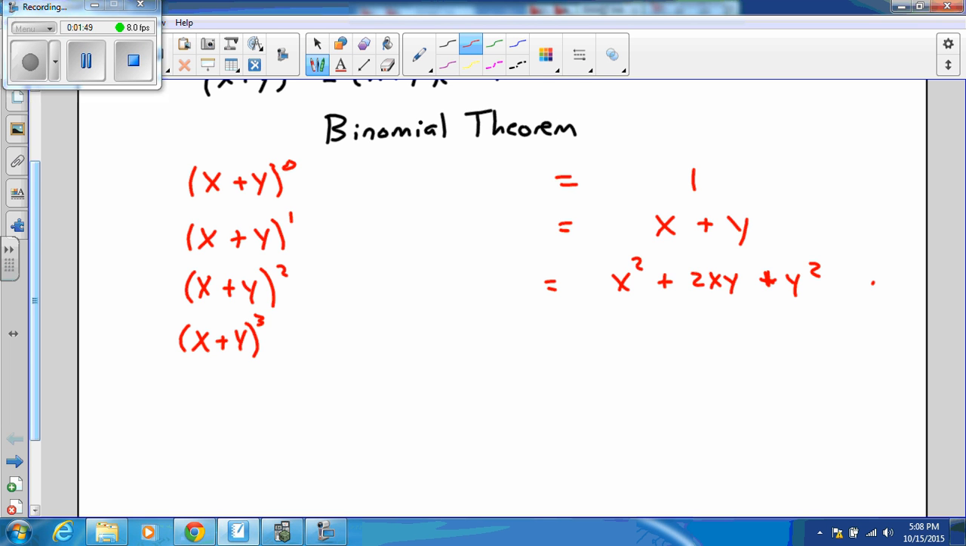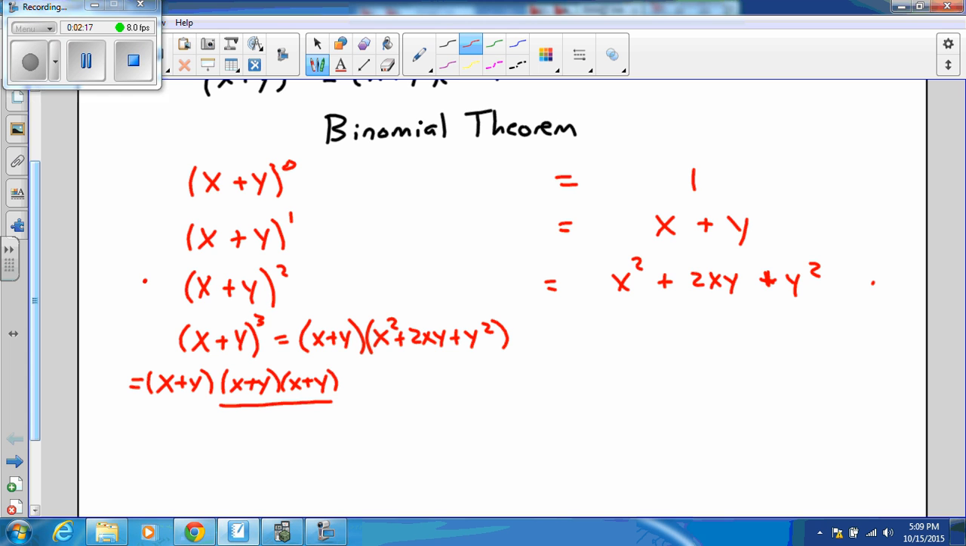How would I write x plus y cubed? Well, I could write that as x plus y times x plus y times x plus y. Let me do that temporarily off to the side over here. But the thing is that I already know what x plus y times x plus y is because I computed that in the previous row. So I'm going to write this as x plus y times the result from the previous row, which was x squared plus 2xy plus y squared. Well, how in the world do I evaluate this guy?